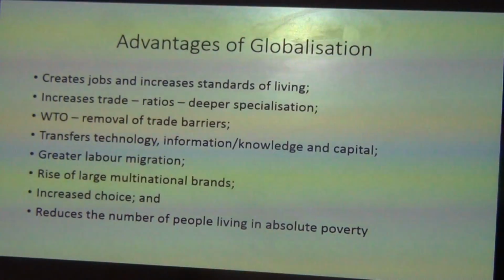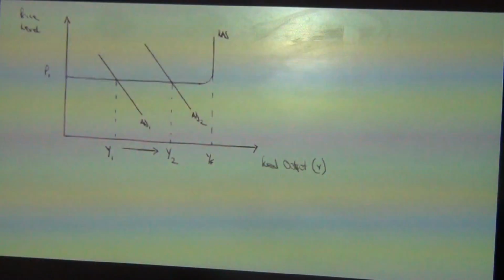We've got the rise of large multinational brands. I think I put up, or certainly mentioned previously, about 10 major manufacturers now dominate pretty much everything that we consume. There's the whole aspect of increased choice, because you've got more production, more trade, therefore you've got a greater variety of choice. And of course that brings with it its own advantages.